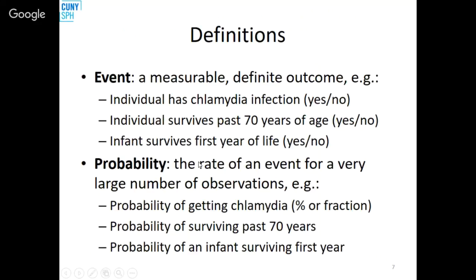And a probability is the rate of an event for some very large number of observations, such as the probability of getting a chlamydia infection, the probability of surviving past 70 years, or an infant surviving the first year.